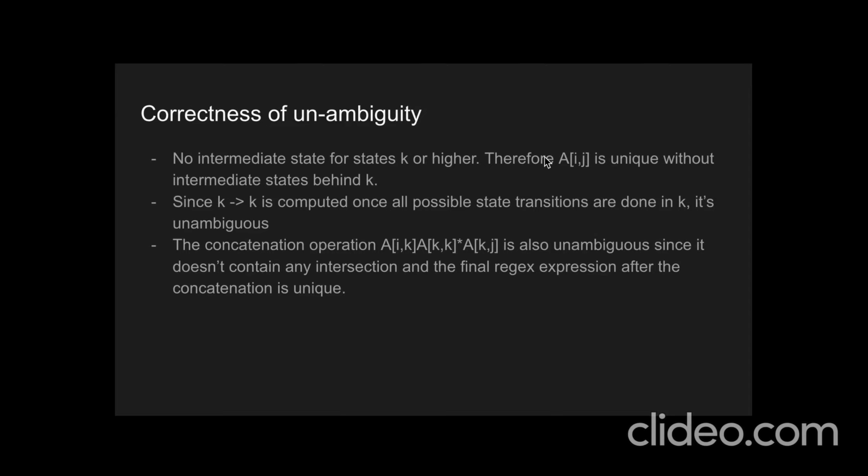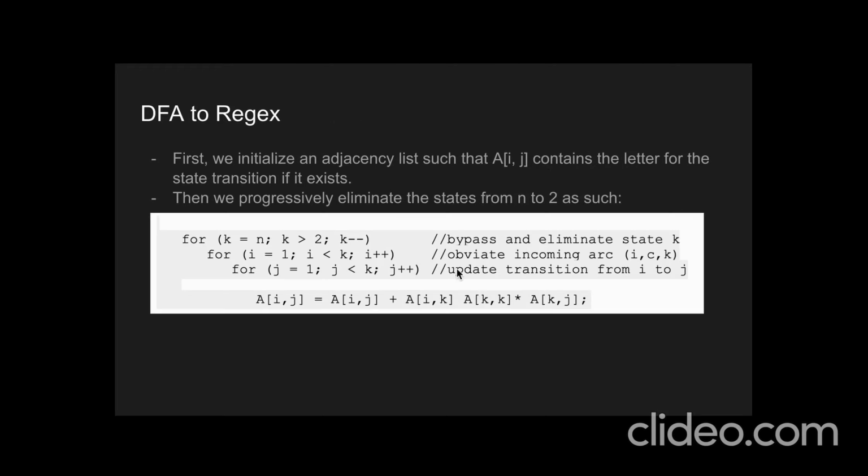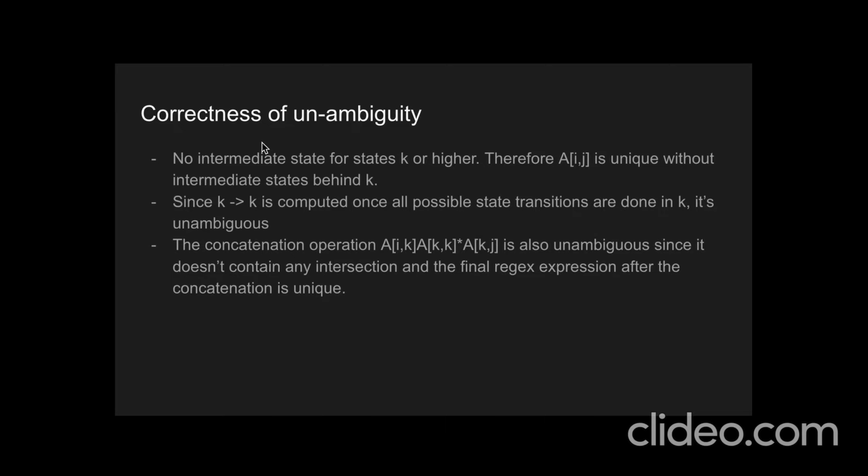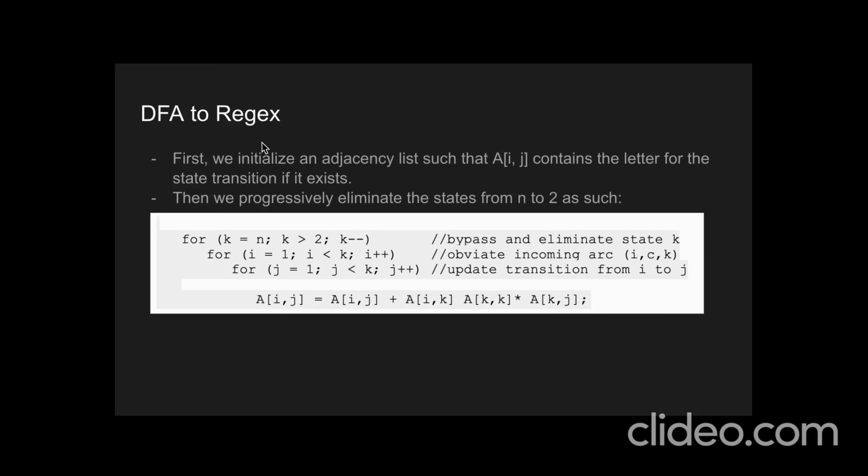this final Regex expression is correct for several reasons. The first reason is that the intermediate states of k will not be involved in the i to j transition until it reaches it. We can see that the k operations go from the bottom all the way till state 2. Until then, the i, j doesn't have any of it, it won't be affected by the k operation.